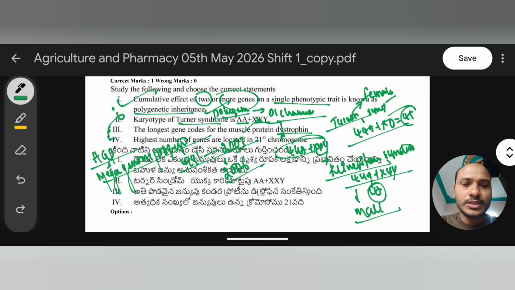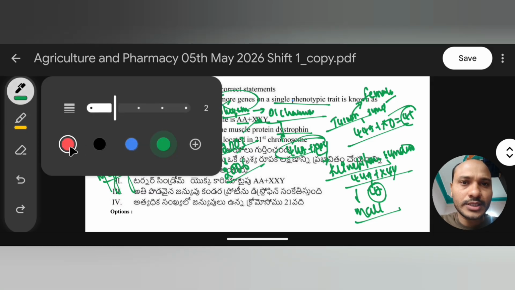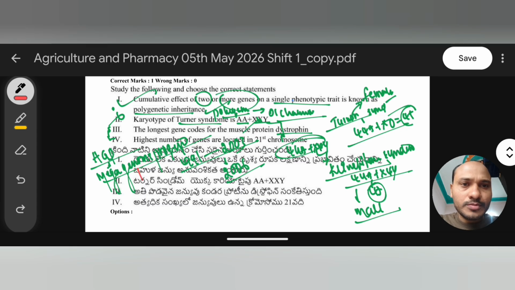So we will discuss the Human Genome Project in brief. The Human Genome Project finally revealed that the human genome contains approximately 30,000 genes. Remember, the Human Genome Project revealed that 30,000 genes are present in human beings. Here I am writing that the highest number of genes is located on chromosome 1.